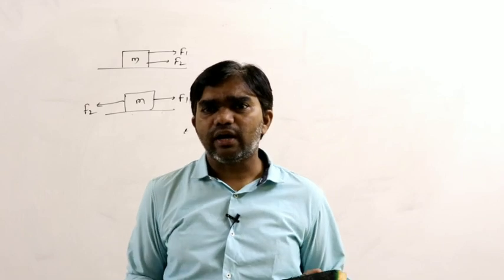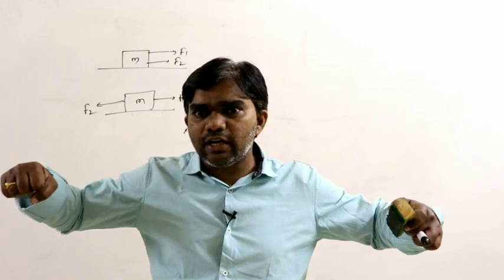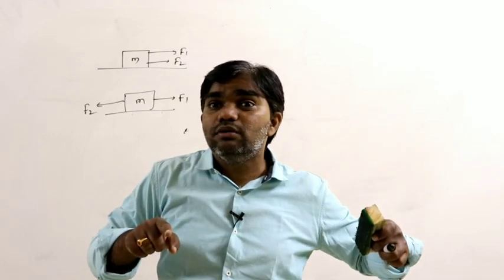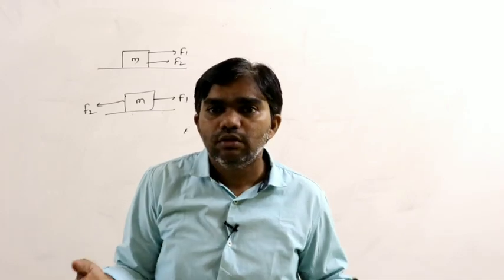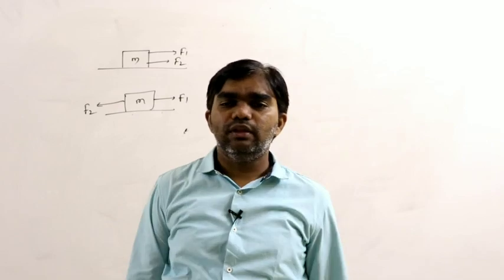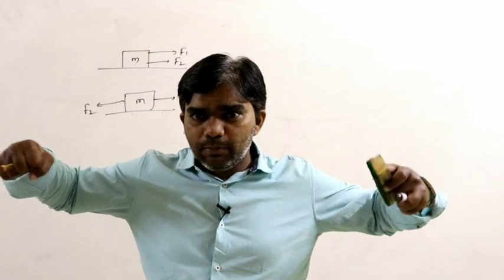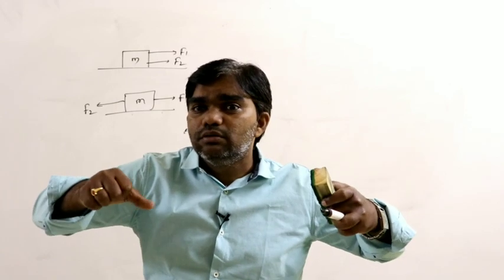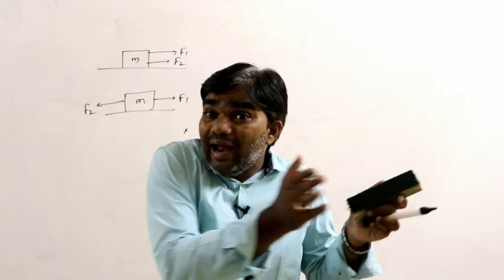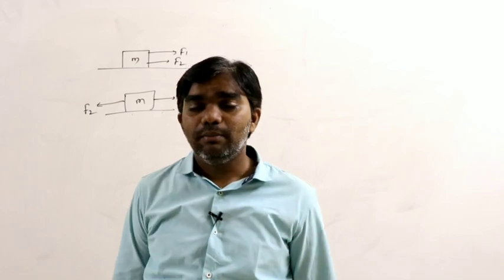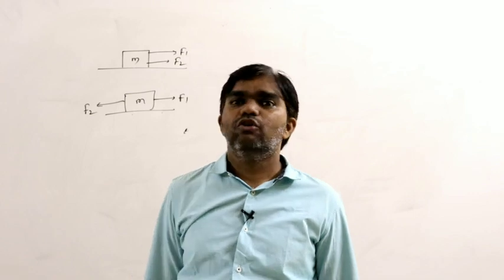Just take the case of a tug of war competition. Two persons pull the rope in exactly opposite directions. In what direction does the rope move? Whichever person pulls with more force, the rope must move in that direction, and that person also moves in that direction, because the net force is the higher force minus the lower force.